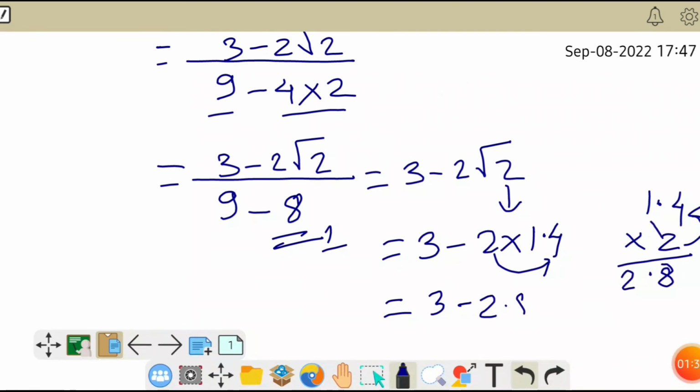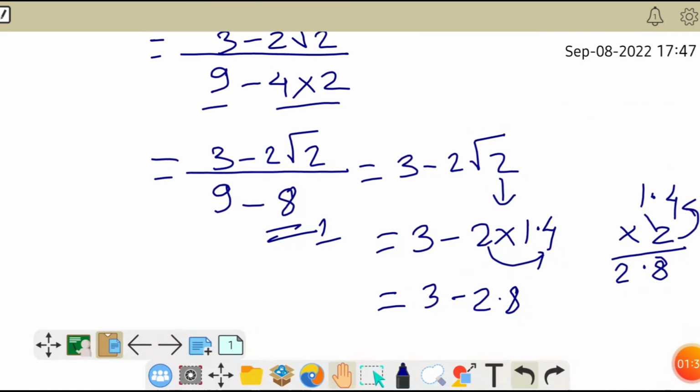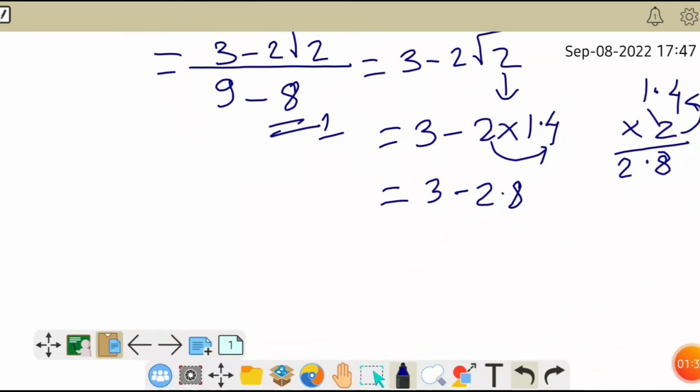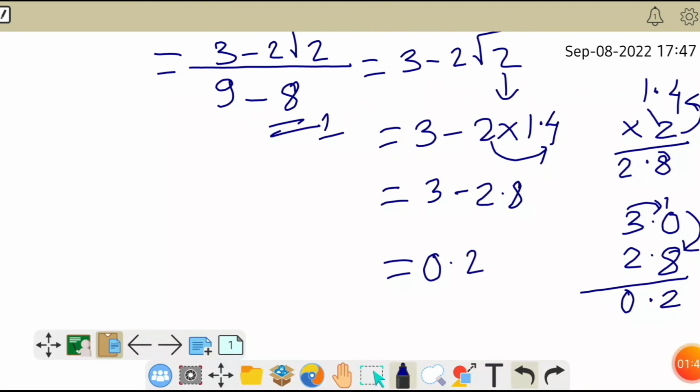2.8. 3 minus 2.8. Now we have to subtract 2.8 from 3. 3 means 3.0 and 2.8. We have 10 minus 8 is 2 and 2 minus 2 is 0. So our answer is 0.2.